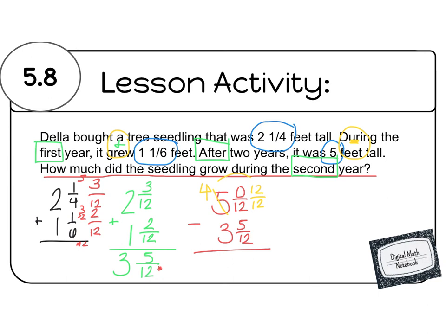Now we can subtract. 12 minus 5 is 7/12, and 4 minus 3 is 1. So that tells us that in that second year, the tree grew 1 7/12. I know that you won't have boxes for all of this work, but type in what you can, and you can use your underline or your highlights to show how we figured out this problem in your digital math notebook.